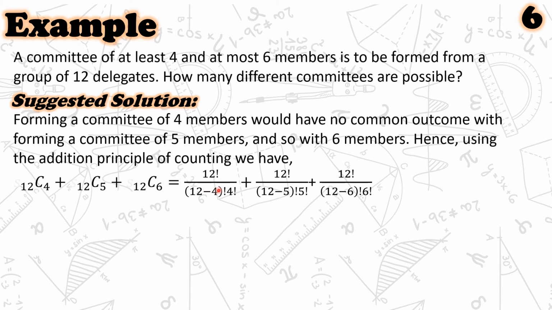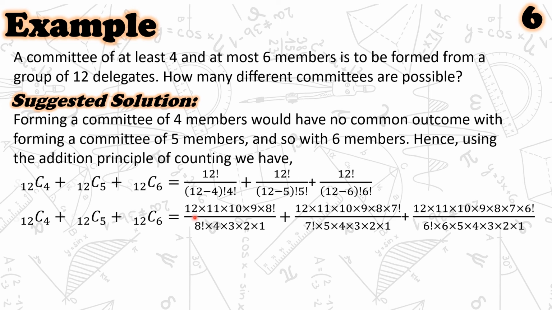So we have 12 factorial over (12 minus 4) factorial times 4 factorial for 12 choose 4. 12 factorial over (12 minus 5) factorial times 5 factorial for 12 choose 5. And 12 factorial over (12 minus 6) factorial times 6 factorial for 12 choose 6. Evaluating these factorial notations, we have 12 down to 8 factorial over 8 factorial times 4 factorial, that is 4 times 3 times 2 times 1, and so with the other addends.